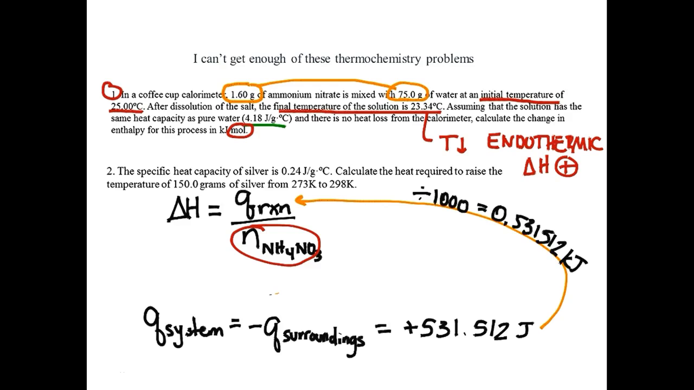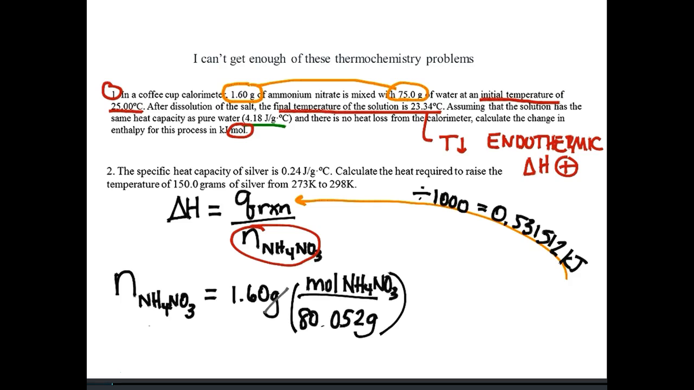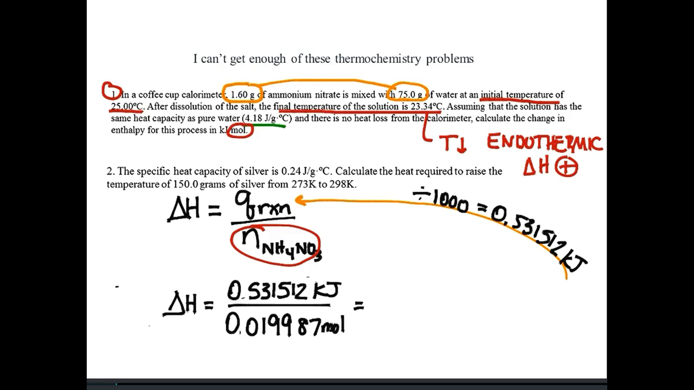So now this Q goes up here. We divide by 1,000 to get kilojoules, 0.531512 kilojoules. We need to convert 1.60 grams into moles. We get 0.019987 moles. That goes in the denominator. So delta H is shown here. We get 26.592878.